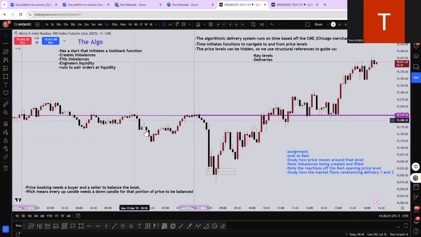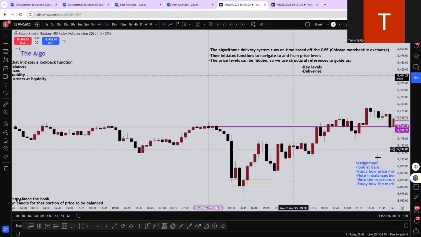The other thing it does is engineer liquidity. So liquidity comes in the form of failure swings, equal highs and lows, 3 candle swing highs and lows, and anytime we have internal liquidity left in a range. So first point I want to make is the failure swing. A failure swing is when the next candle fails to take the high or the low of the previous candle.